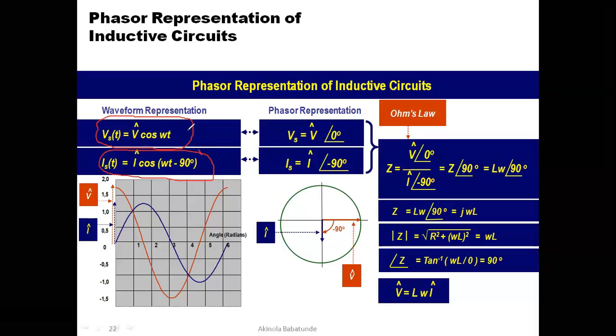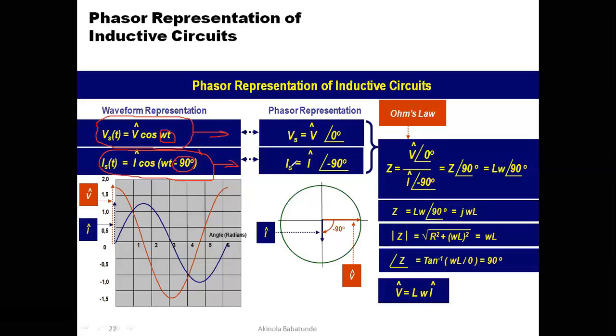And then you can move from the waveform representation straight up to the phasor representation. So for the voltage, source voltage is equal to V with a phase angle of 0, because you can see here this is just WT, it's not WT plus or minus anything. But for the current, we have WT minus 90 degrees. So there's a phase shift.